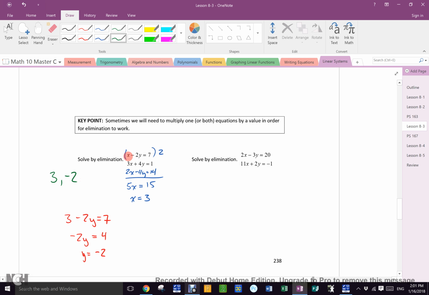Yes. I already know it works in the top equation, so I just got to check the bottom equation. What's 3 times 3? 9. What's 4 times negative 2? Negative 8. What's 9 and negative 8? 1. And that's what it's supposed to be.